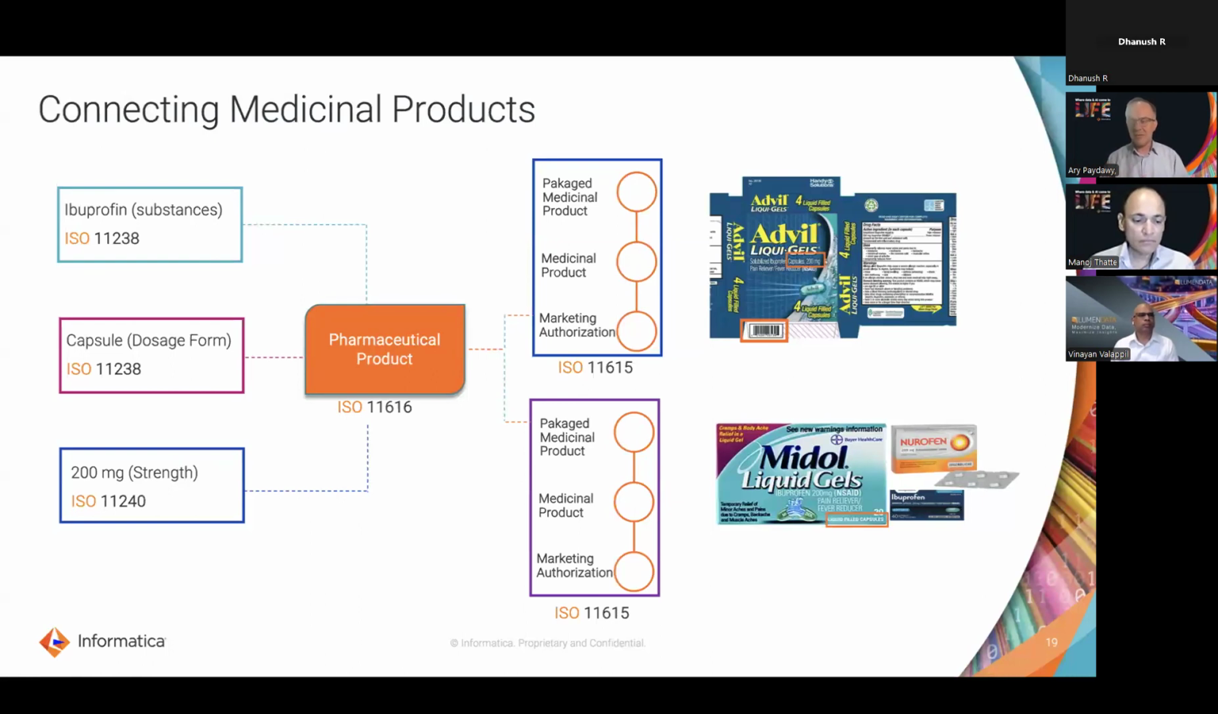And on top of all of this, where SPOR helps in those areas is that it defines the standard. Is it really a hard capsule? Is it a liquid capsule? Is it a soft capsule?